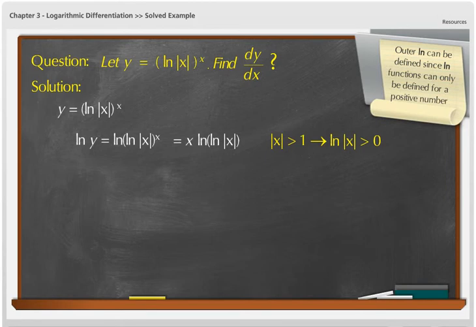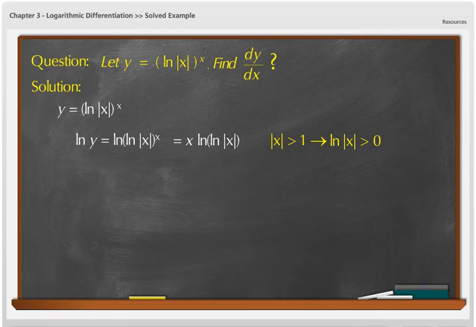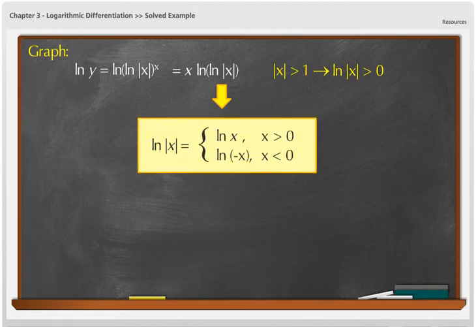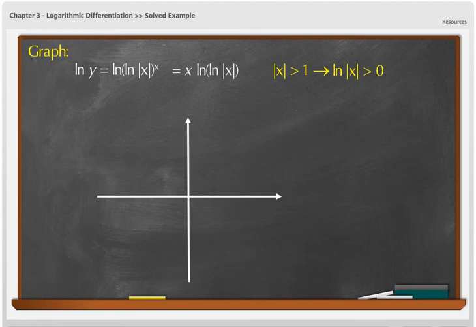Okay, to make this concept clearer for you, let us graph the function ln of the absolute value of x. Remember, ln of the absolute value of x, you could write it as a piecewise function whenever x is greater than 0 or less than 0. The graph is going to look as follows.